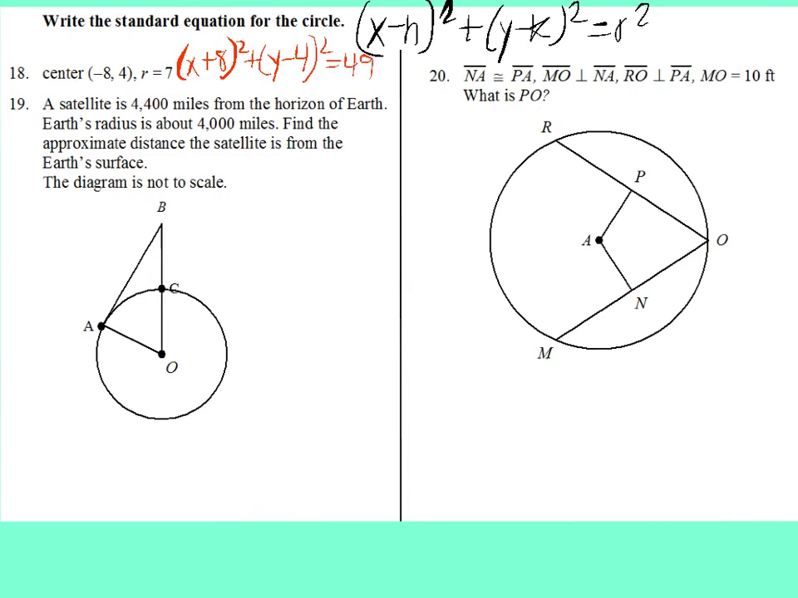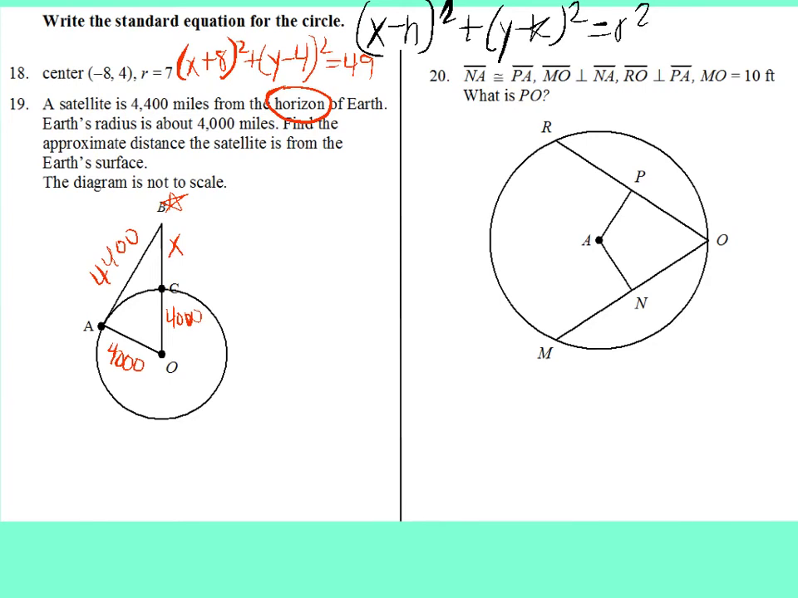All right, let's look at number 19 now. It said a satellite is 4,400 miles from the horizon of Earth. So horizon is talking about this distance over here, if this is where our satellite is. It says Earth's radius is about 4,000 miles. So our radius is 4,000, and this is another radius, so that's 4,000. It says find the approximate distance the satellite is from the Earth's surface. So we want to know this distance right here.